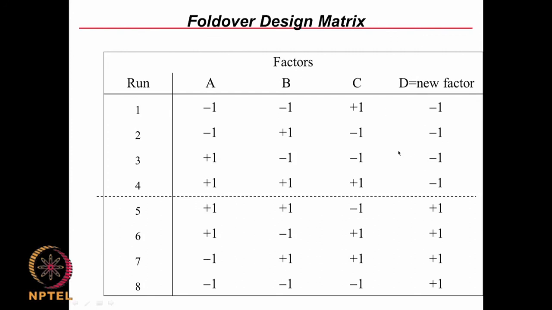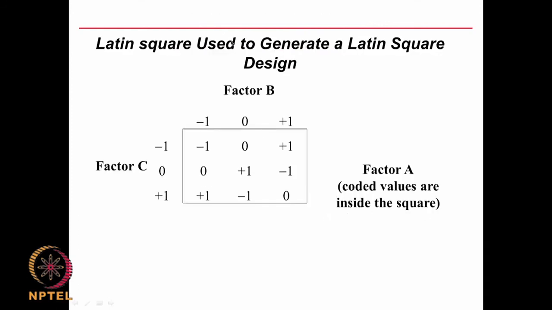So, if you have an A, B, C, D fold over design, then we can add a new parameter E in this fashion, okay. These are called fold over designs. Again, of course, do not forget the balance is maintained, right. That is very, very important. Then we have the Latin square design.